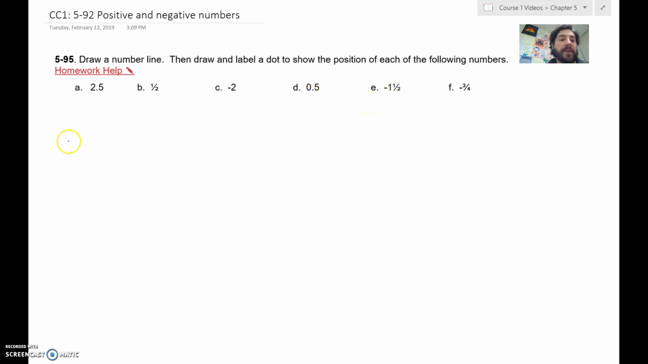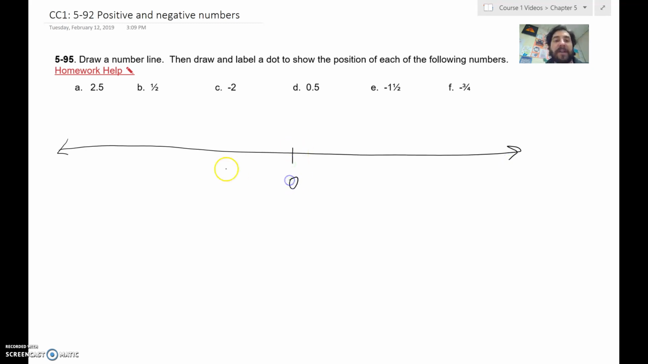So I'm just going to start by drawing a number line. I'm going to put arrows on the end. Wow, that's crooked. All right, so nice number line. I'm going to put 0 in the middle. I've got negative numbers and positive numbers. So negatives over here on the left of the number line, positives on the right.